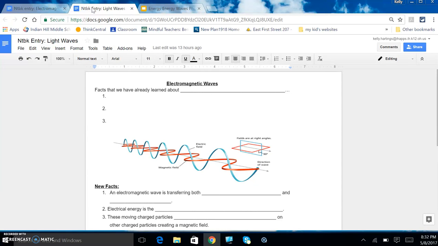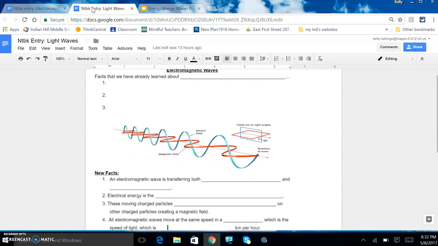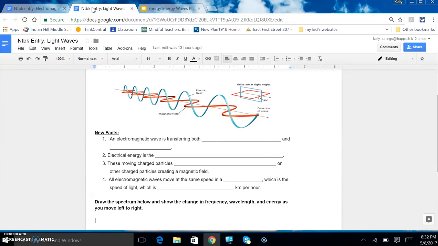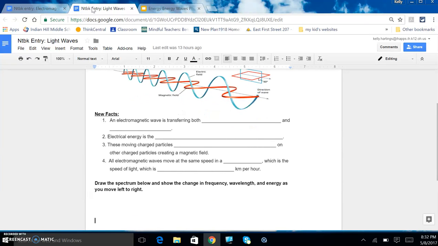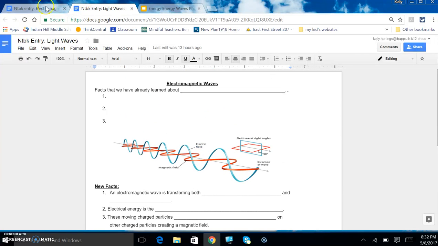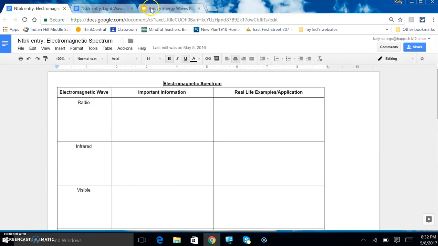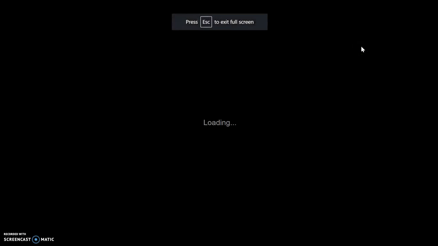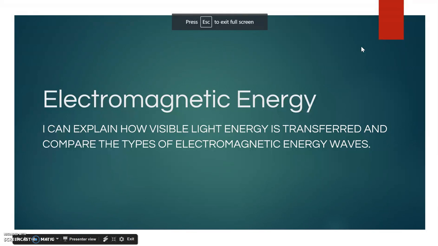And also at the bottom, we are going to be writing down some new facts or ones that we're also going to just refresh our brain on. At the bottom, you'll be drawing a picture. So I'll just kind of be walking through those three parts of the first page of notes. So let's get started. All right.